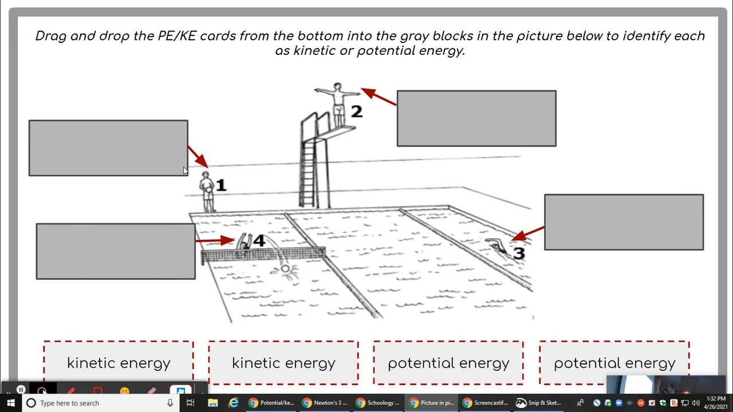So if we look at position 1, we can say this person is not moving, so he has potential energy. At position 2, this person is not moving, so they also have potential energy. Here, the swimmer, they are swimming, so we have kinetic energy, energy of motion. And then same here at position 4, we have energy of motion, so that's kinetic energy because they're hitting the volleyball.